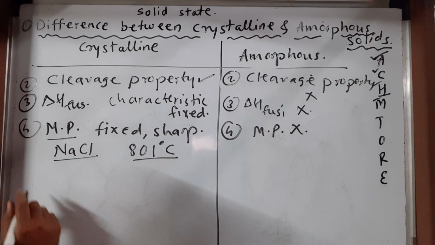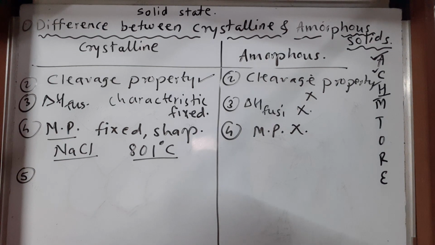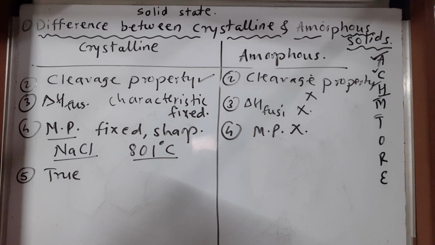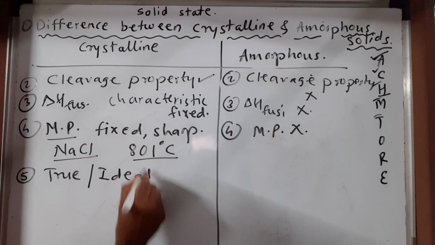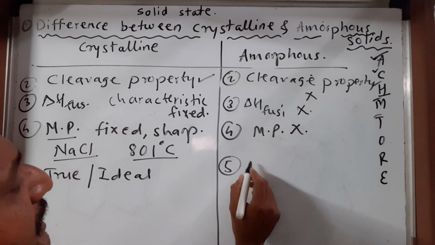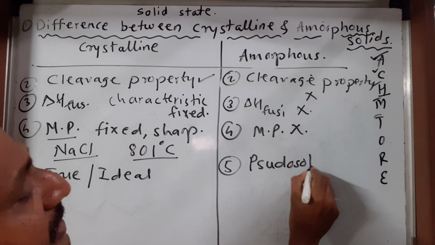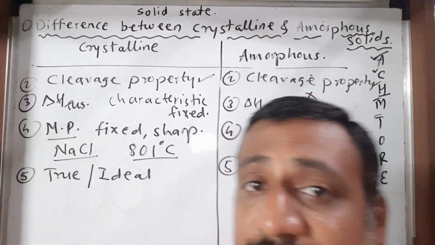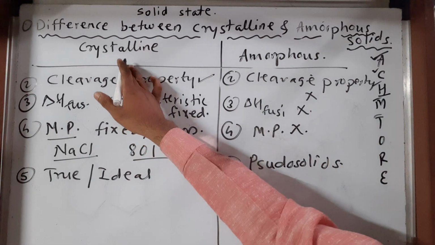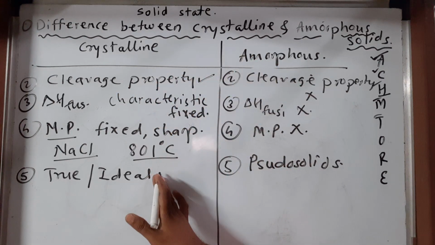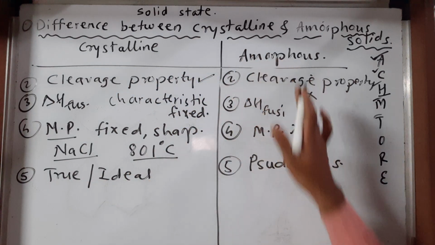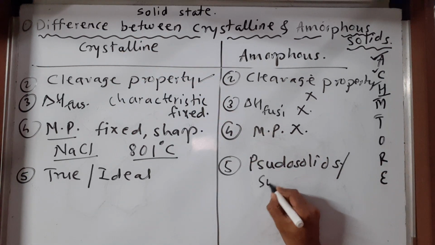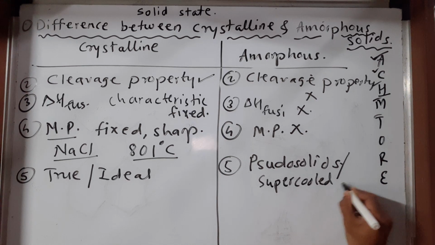Next, crystalline solids are also known as true solids and ideal solids. For amorphous solids, these are the pseudo solids. Pseudo solids means they appear to be solids but are not exactly solids. Some other names I told earlier: crystalline solids are also called non-amorphous, ideal or true. Amorphous solids are called pseudo solids, or non-crystalline solids, and they are also known as supercooled liquids.